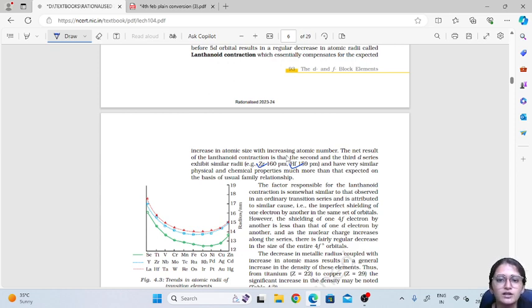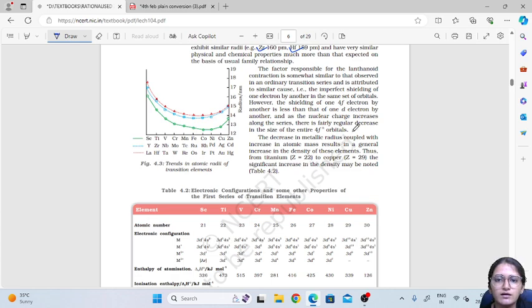The question may be: why do zirconium and hafnium show similar properties, or why are zirconium and hafnium difficult to separate, or why do zirconium and hafnium have similar radii? The reason is the lanthanoid contraction, in which poor shielding of f orbitals takes place, due to which the sizes of zirconium and hafnium, which are from two different series, remain the same.